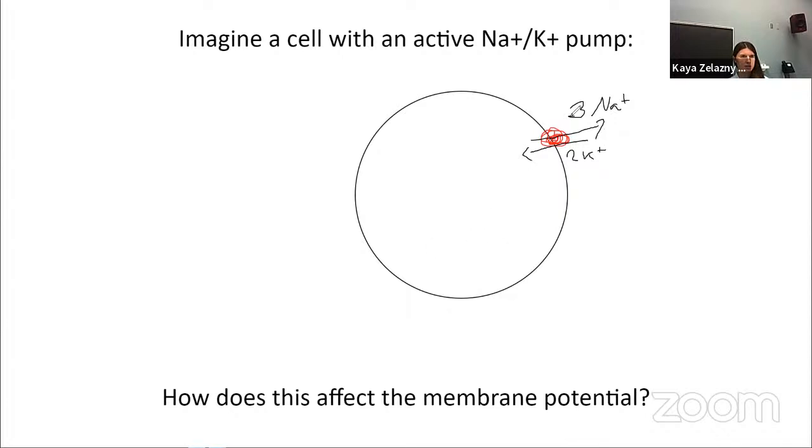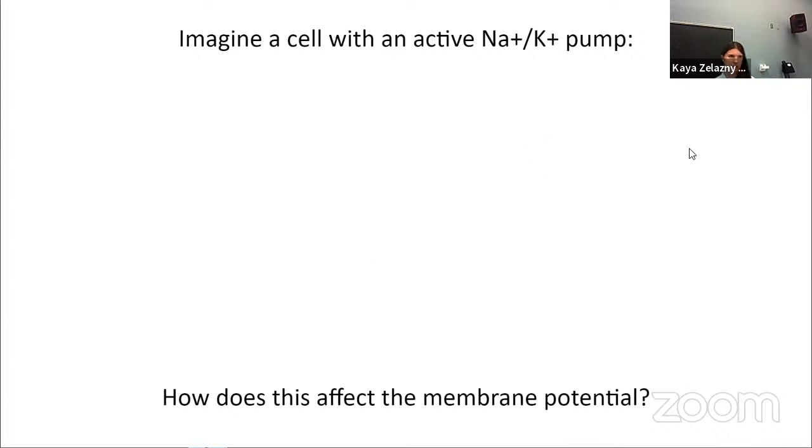And as we do this, say we start at 0 millivolts. Imagine we run this once: subtract 3 positive charges, add 2 positive charges. So let's say we're now going to go down to -1 because we lost a charge, run it again down to -2, and so on. So this sodium potassium pump is lowering the membrane potential, lowering that charge. That's the first step of setting up this negative membrane potential.